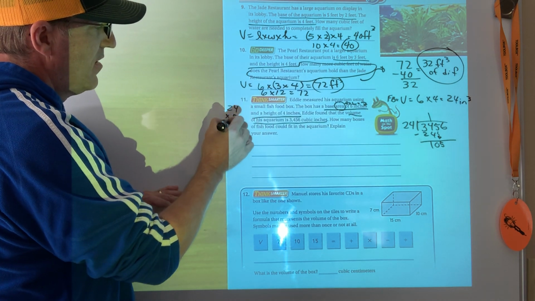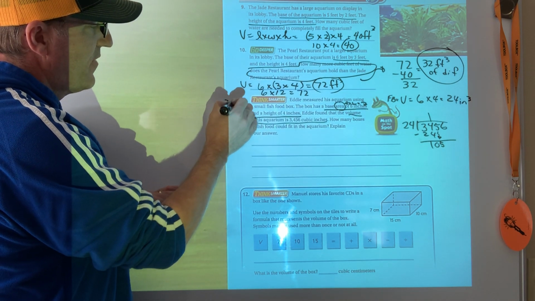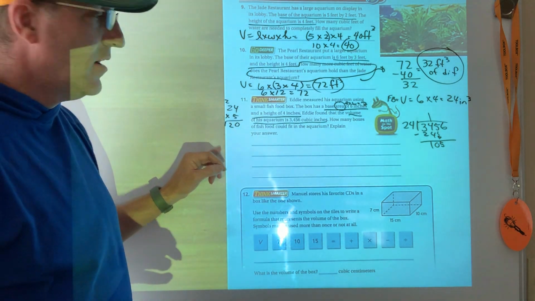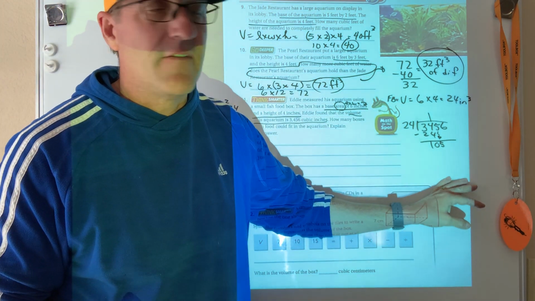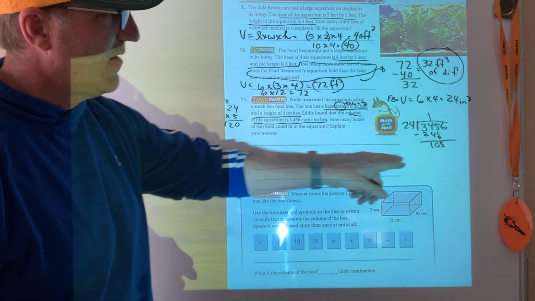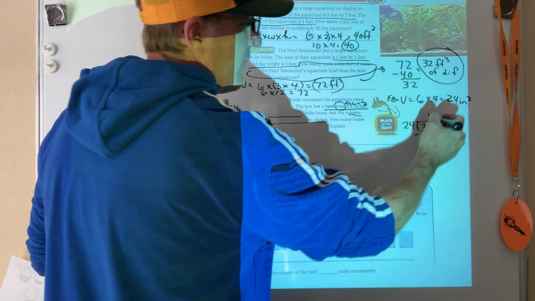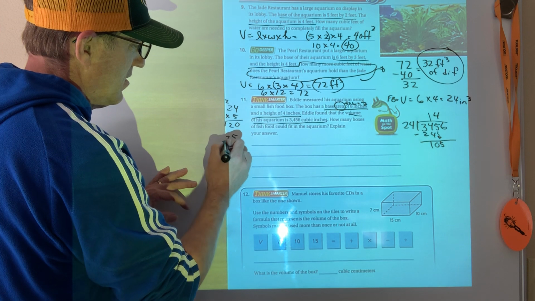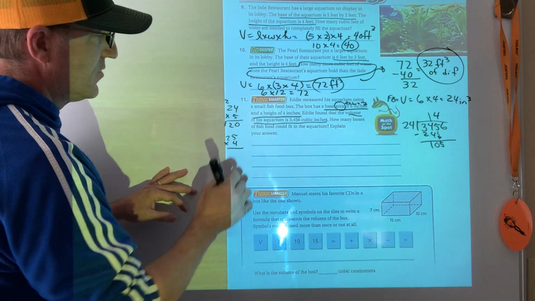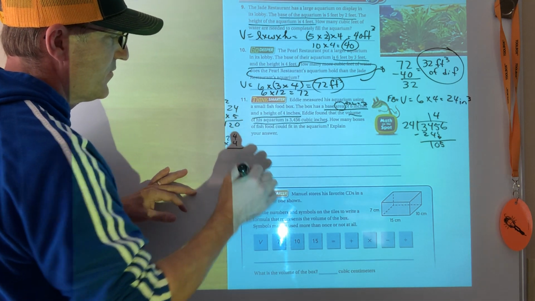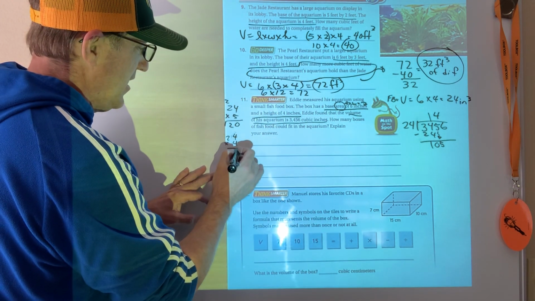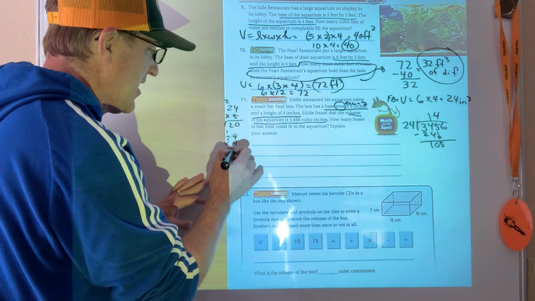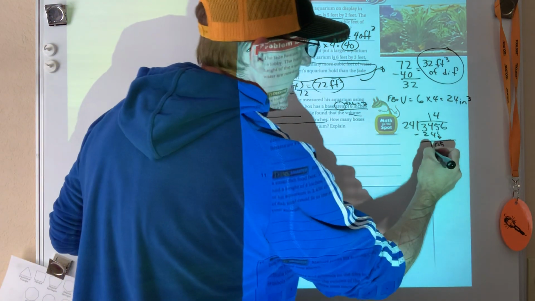24 times 5. 5 times 4 is 20. 5 times 2 is 10. Plus 2 is 12. So I know that that's too many. Right, 120, and I only have 105. And because that's 20, if I take off 20, I know that this will work. I'm gonna put a 4 here. 24 times 4. 4 times 4 is 16. Okay, I'm carrying my 1. 4 times 2 is 8, plus my 1 is 9. I'm gonna get 96. So I'm gonna subtract 96.